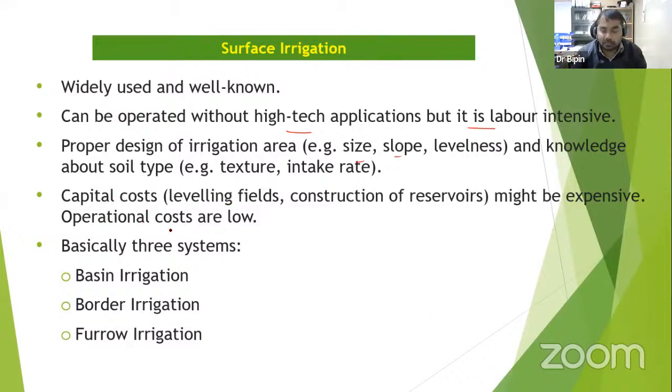Because of these more labor intensive approaches, this is one of the costly approaches, because when more labor is involved, it will automatically increase your cost if you want to irrigate more area. And basically there are three systems: basin, border, and furrow.